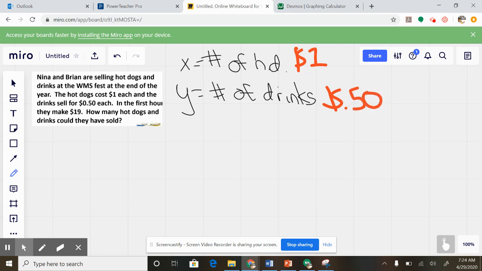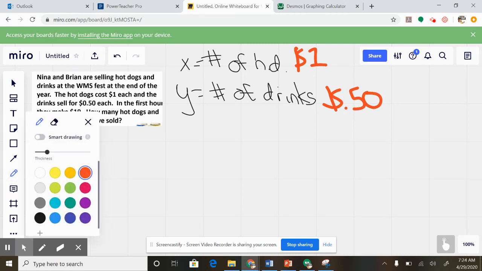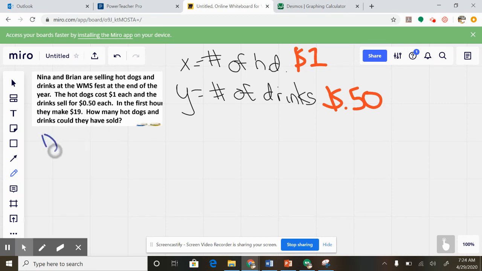So if I only sold hot dogs and the hot dogs are $1 each, how many hot dogs do I have to sell to get to $19? The answer to number one would have been 19 hot dogs, because 19 times $1 each is $19.